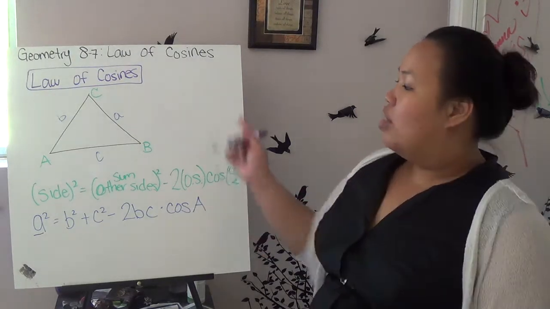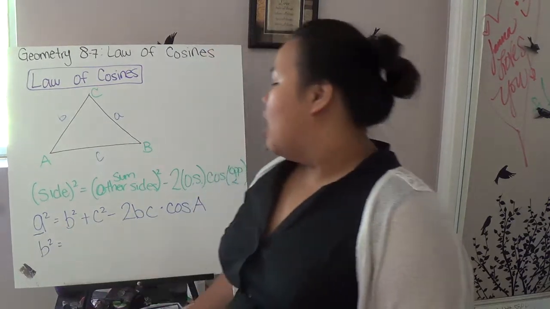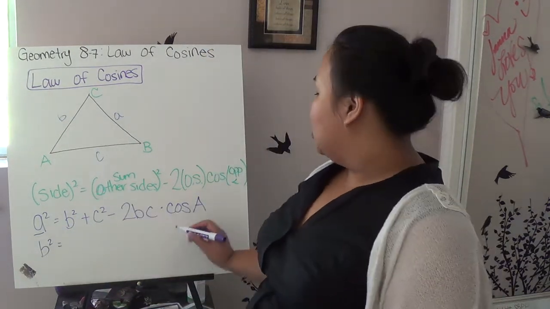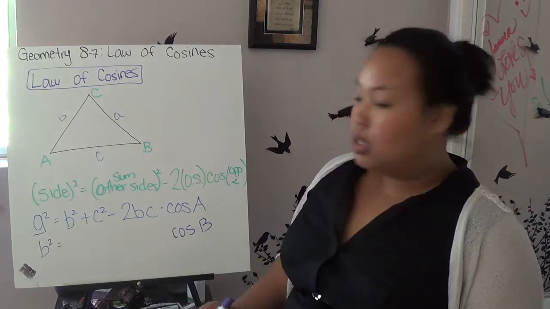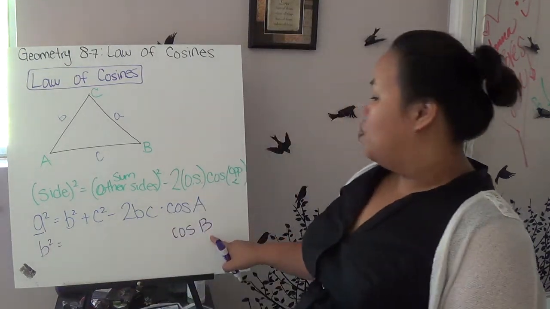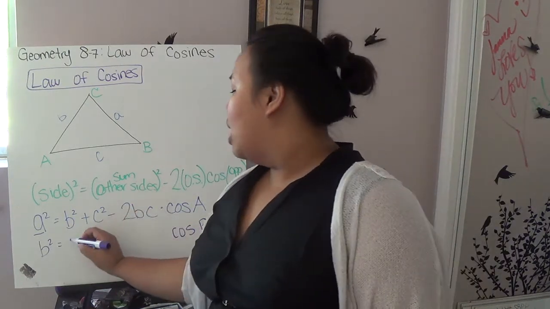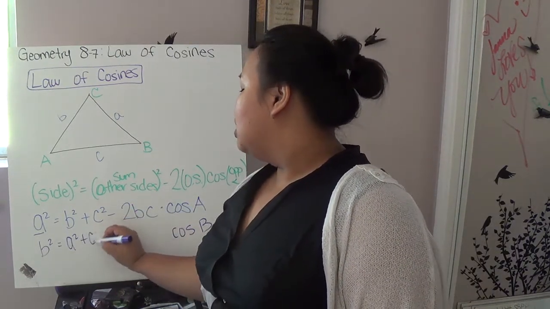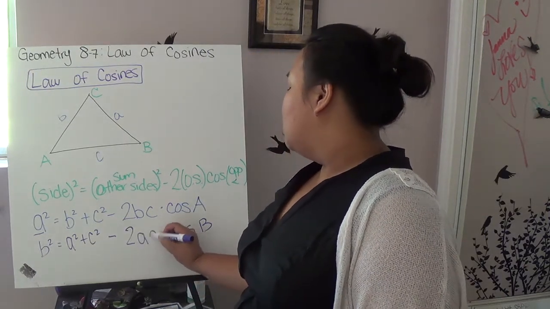So if we're dealing with A, then the opposite angle is angle A. Let's try the other ones. If I'm dealing with B squared, then the angle at the end is going to be cos of B. Make sense? So this is B squared, and this would be cos of B. And in the middle, I have the other two sides: A squared plus C squared, minus 2 times the other two sides, which is 2AC.